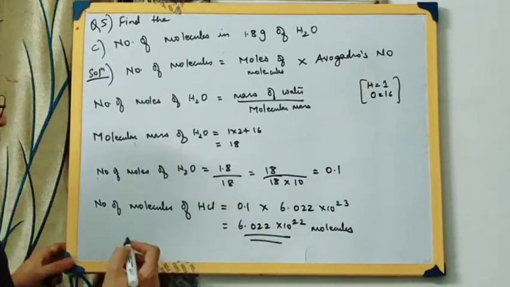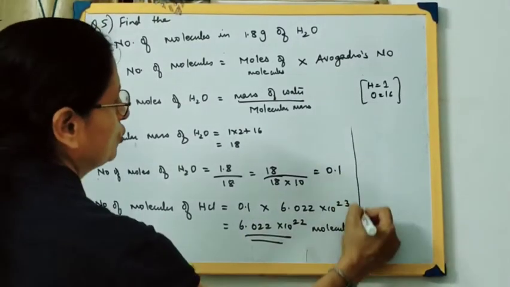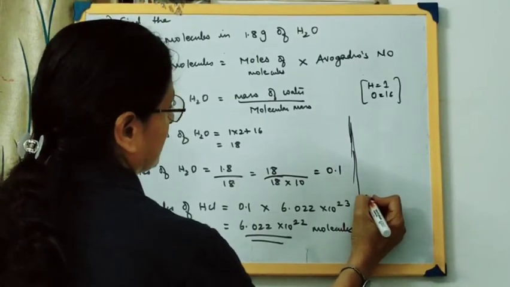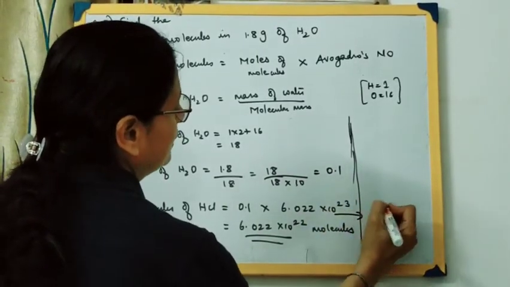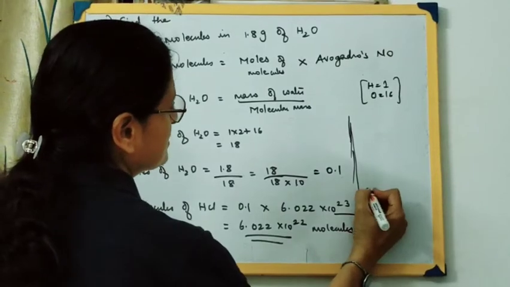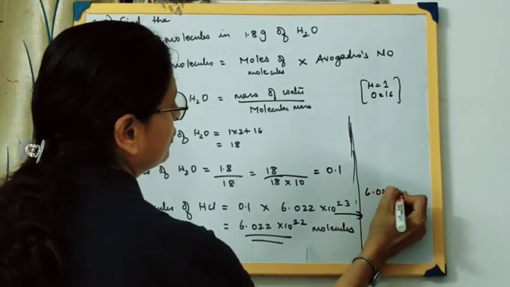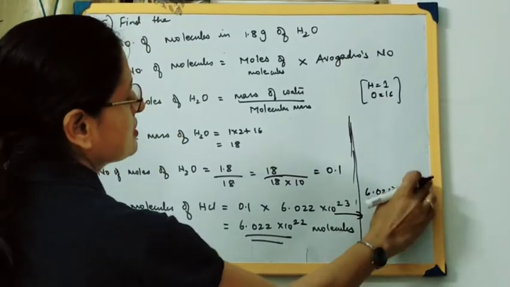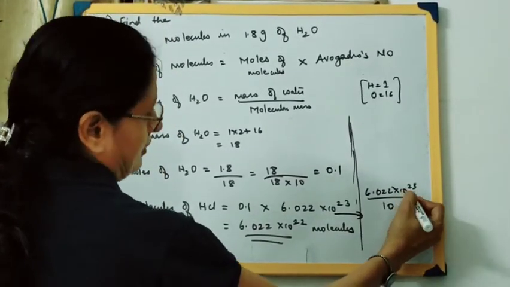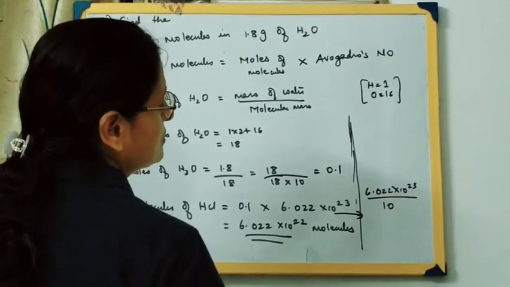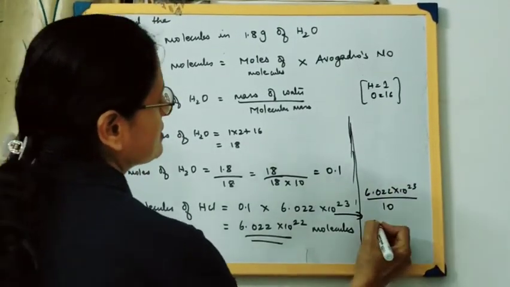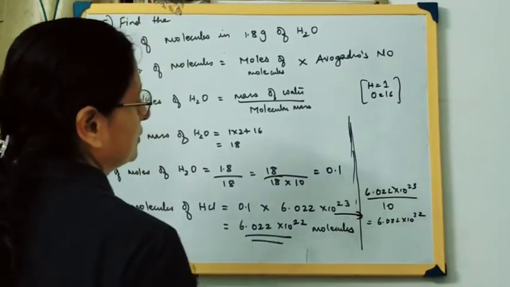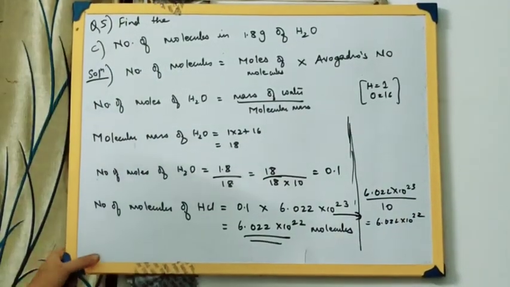Or do you want me to show you? Let me show you over here. Those who are very weak in maths, this step I am showing to you separately. There is 6.022 into 10 to the power 23. So when you are bringing this 10 up over here, that is 23 minus 1, so that will be 22. This will be 6.022 into 10 to the power 22. Clear everyone? Okay.